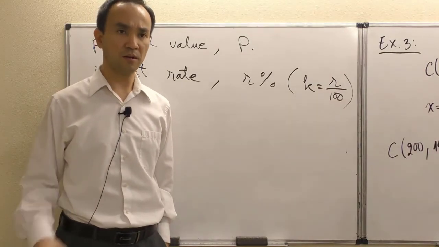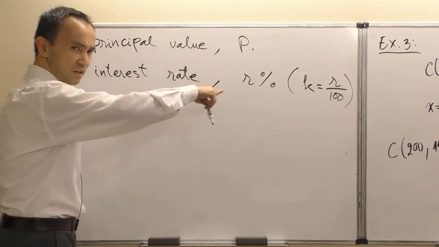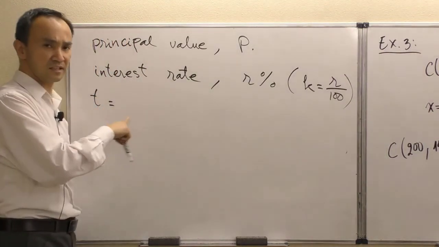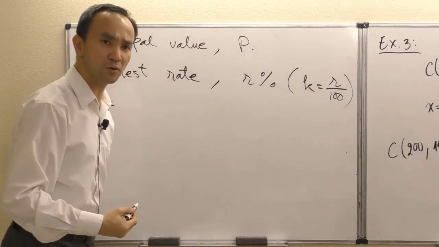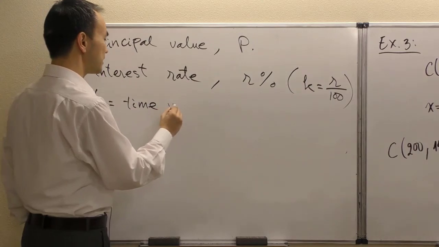So I'm putting anyone into that scenario. There's the annual interest rate, and then time is basically how long you want to leave your money with the bank. So T here is the time variable.